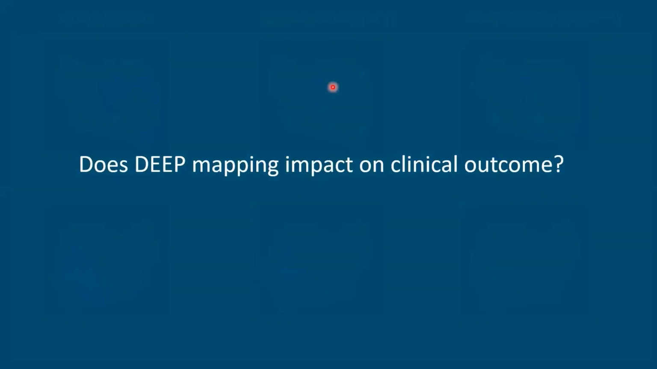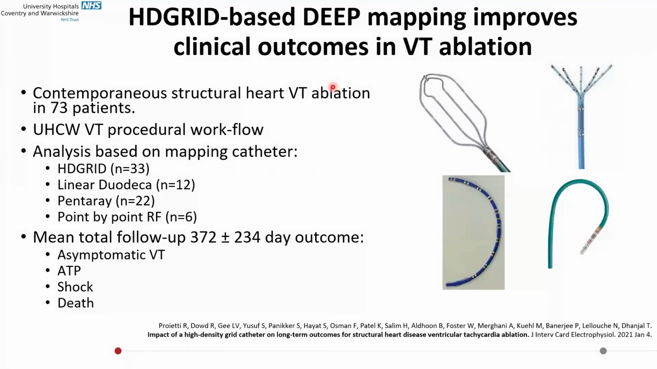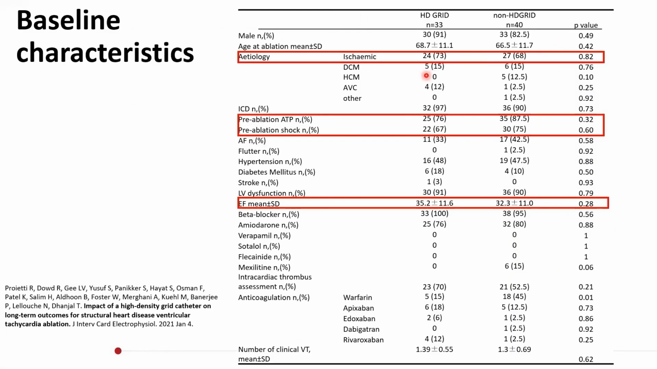So does deep mapping affect the clinical outcome? This was the IMPACT VT study that we published last year. This was a study comparing HD grid to pentarray, linear duodeca to point-by-point RF with over a year's follow-up using our workflow. Most patients with ischemic cardiomyopathy, all patients had multiple ATP or shocks with a mean EF of about 32%.